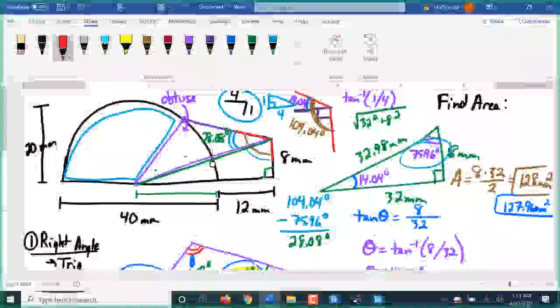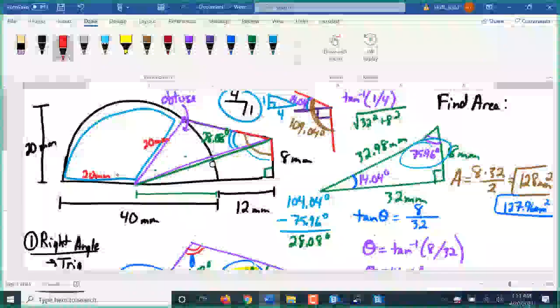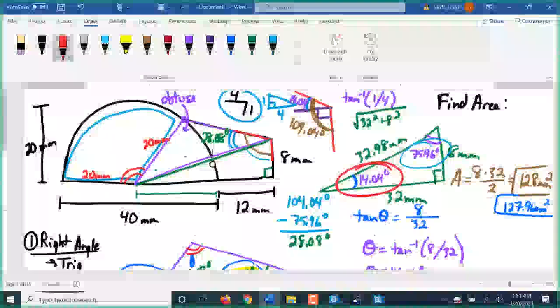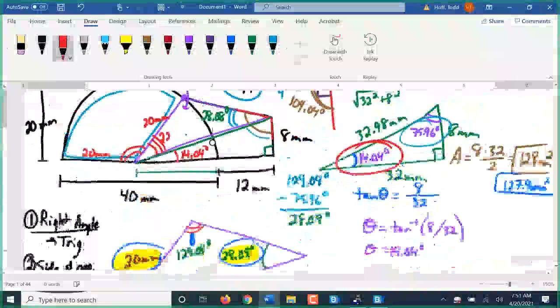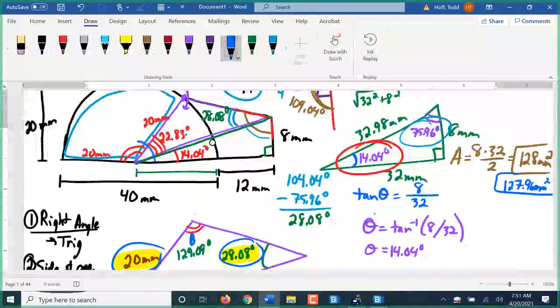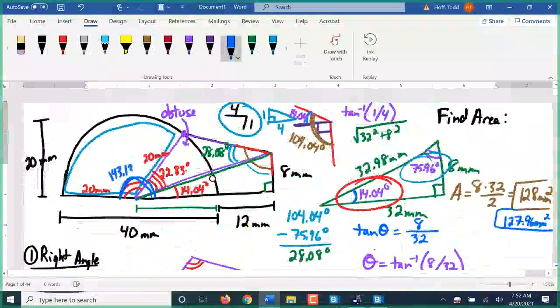To find the sector of a circle, we know we have a 20 millimeter radius. We need to know this angle. Well, to find that angle, we're going to use this angle, 14.04, and this angle here, 22.83, and subtract them from 180 because this is a straight line here. So those 3 have to add up to 180. So what is that? 143.13 degrees.